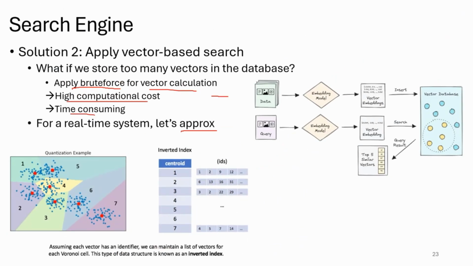Of course, there are many ways to do the approximation. For example, you can search on the internet about the method called HNSW or approximate nearest neighbor, or ANN. That is also a way to do vector approximation.